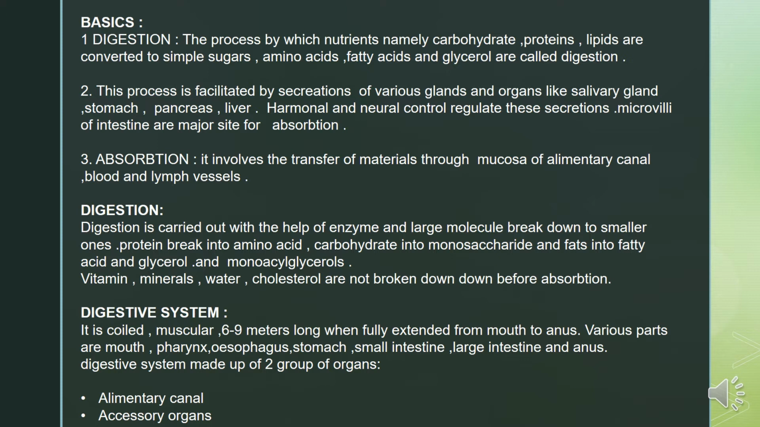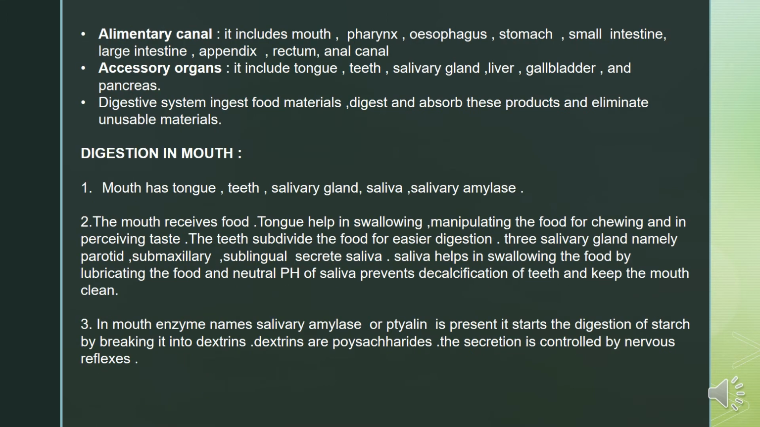The digestive system is made up of two groups of organs. One is the alimentary canal, and the other is the accessory organs. The alimentary canal includes the mouth, pharynx, esophagus, stomach, small intestine, large intestine, appendix, rectum and anal canal. Accessory organs are the tongue, teeth, salivary glands, liver, gallbladder and pancreas. The digestive system ingests food material, digests and absorbs these products, and eliminates unusable materials.